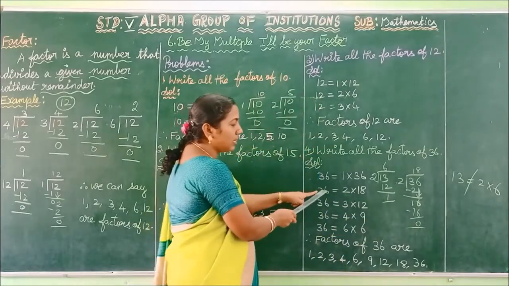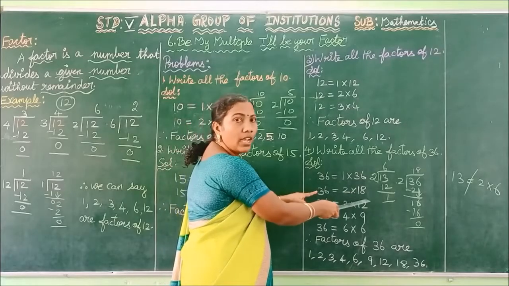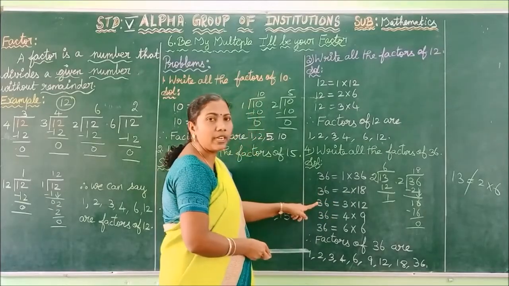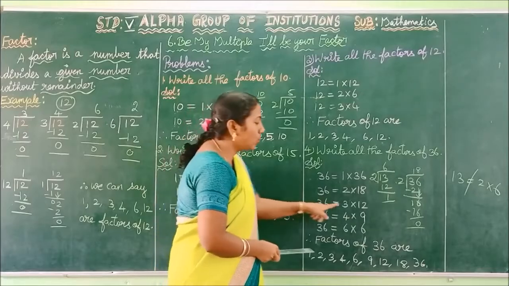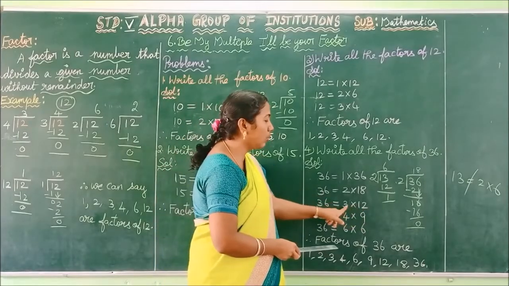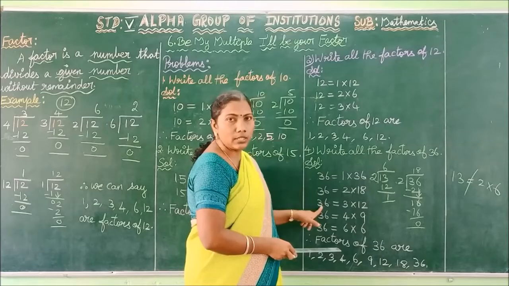Thus we have written 36 equal to 2 into 18. Similarly, 36 can be written as 3 into 12, as it also comes in the 3 table. You can easily check: 3 twos are 6, 3 ones are 3.